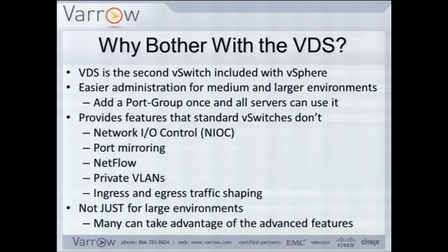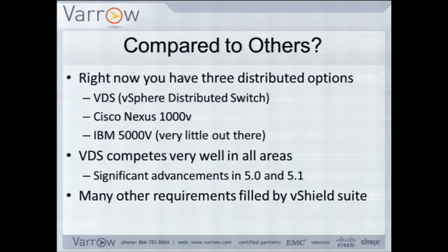Well, it's not just about port group creation. There's a lot of other features that you don't get with the standard switches. You don't get network I/O control. I can't put shares and limits on different traffic types like you can with the distributed switch. Port mirroring doesn't function on the standard vSwitch. There's no NetFlow support. There's no private VLAN support. There's no ingress and egress traffic shaping. You only get one direction with the standard switch. So again, it's not about making a port group in one place and it shows up everywhere. It's about all these other features.